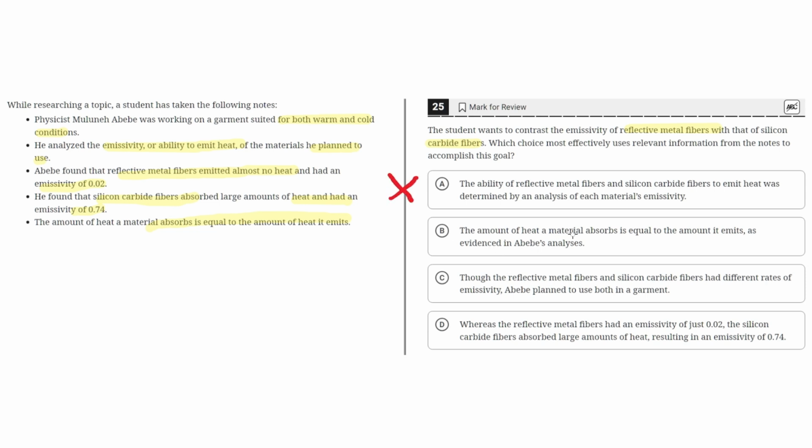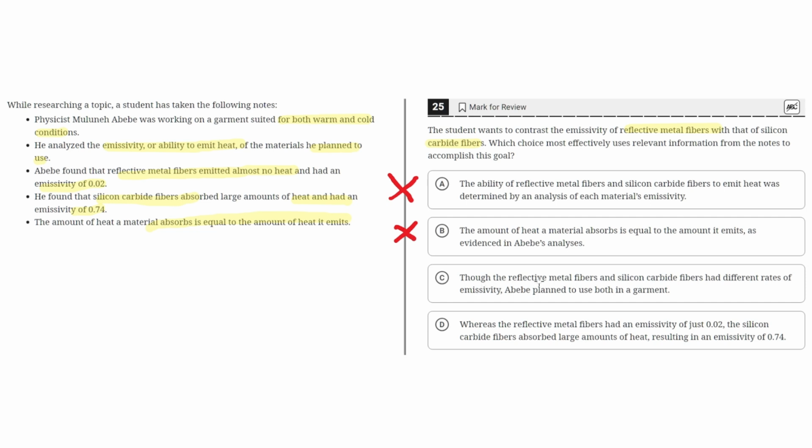B. The amount of heat a material absorbs is equal to the amount it emits, as evidenced in Abebi's analysis. So this is incorrect because the focus of option choice B isn't on the emissivity of these fibers at all. It's on how the heat is absorbed by these fibers. So B is also eliminated.